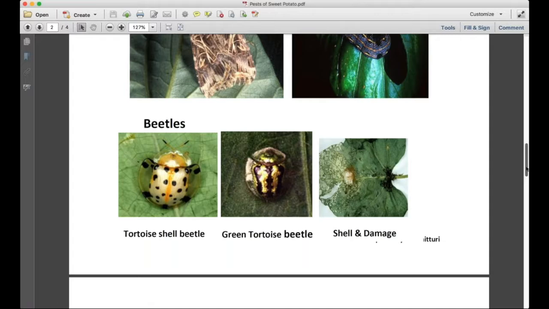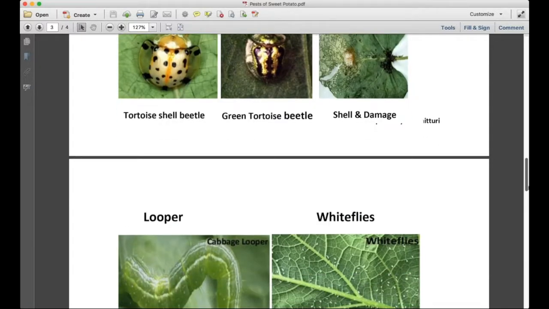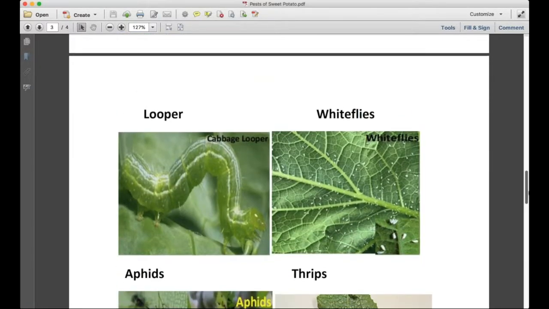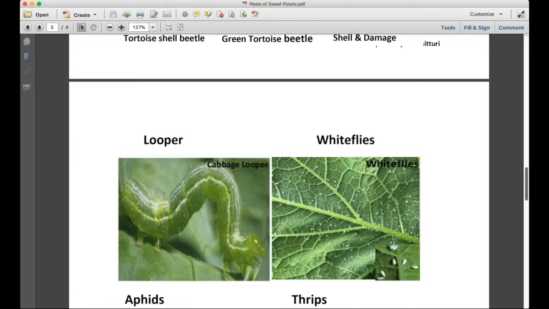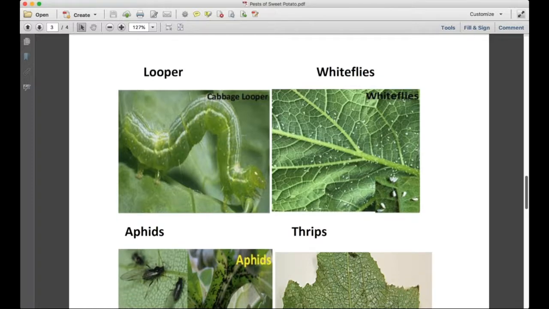And as you move on, some of the other pests I thought of is the looper, the cabbage looper. The cabbage looper is a common thing where you see a loop like this, and it's going to be feeding on the foliage, which is ultimately, if the foliage is gone, the yield is eventually going to be affected. And the other one is the whiteflies.